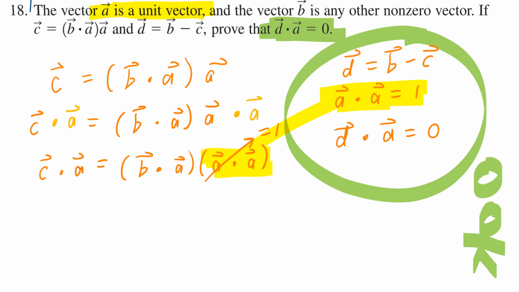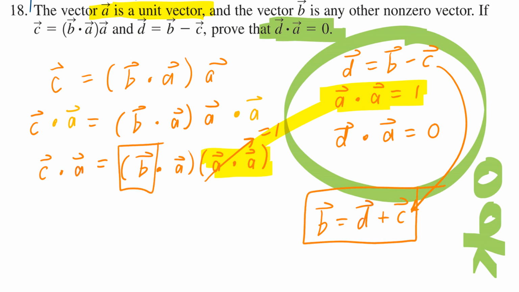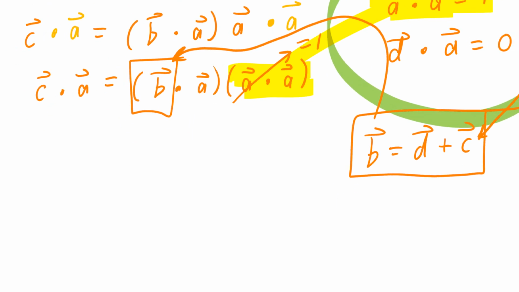So again, let's write this down on the side for you. Since we know vector D equals vector B minus vector C, I could say vector B equals vector D plus vector C. I'll put a box around this, and I'm going to plug it in right now. This means on the left-hand side is going to be vector C dotted to vector A. On the right, that's going to be vector D plus vector C in brackets dotted into vector A.